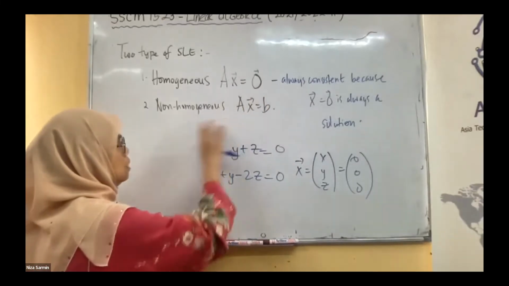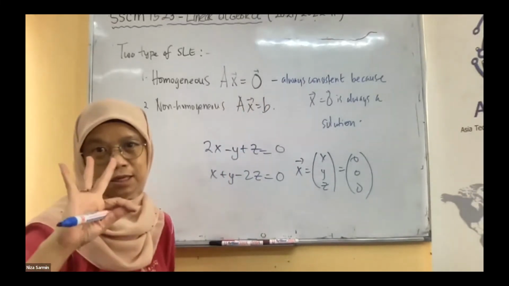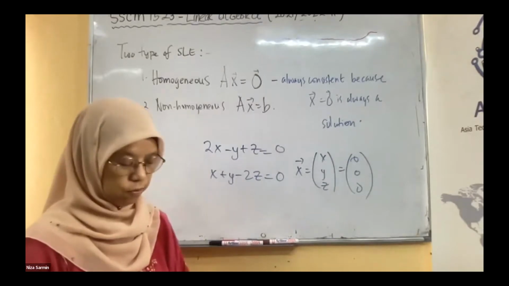For non-homogeneous, it depends. It has 3 kinds, like before.